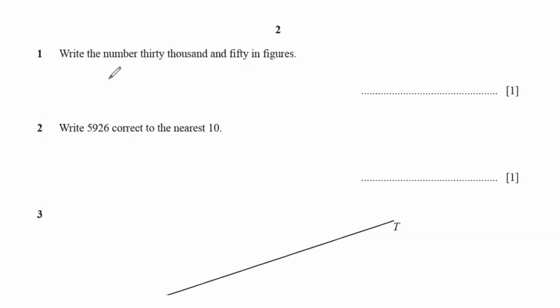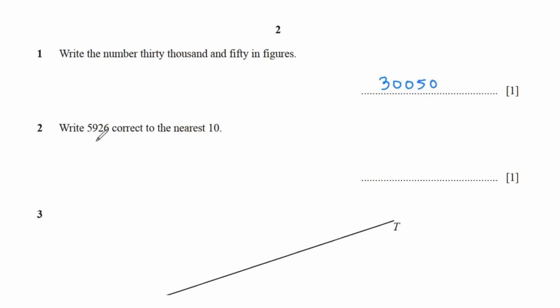First question says, write the number 30,050 in figures. So, 30,050. 1,000 has 3 zeros. So the last 2 zeros are going to be 50, and then we'll have 300 before that.